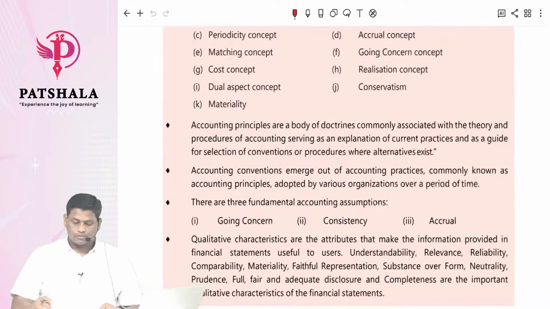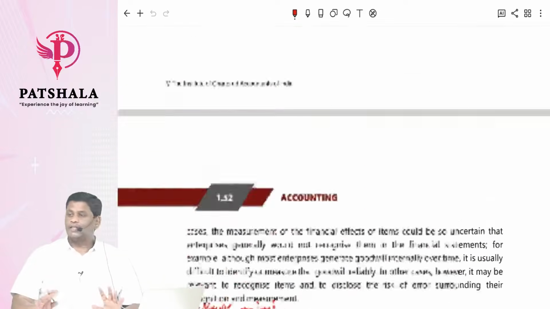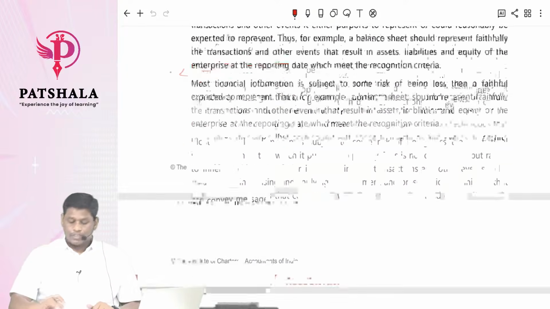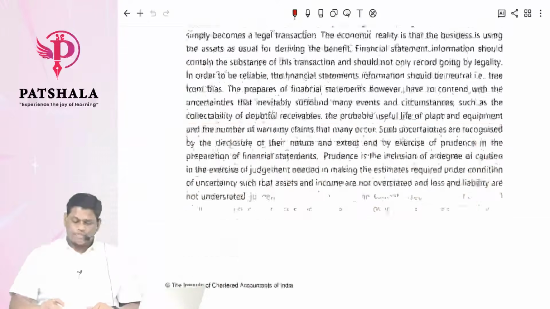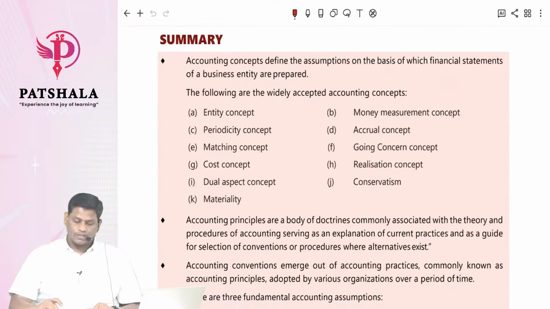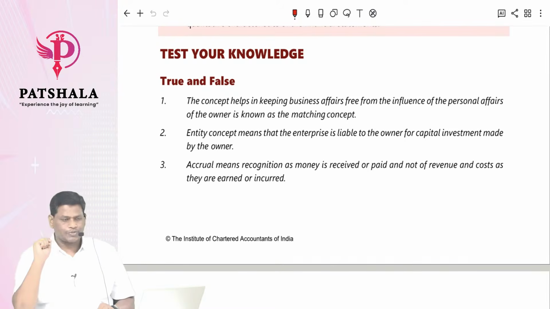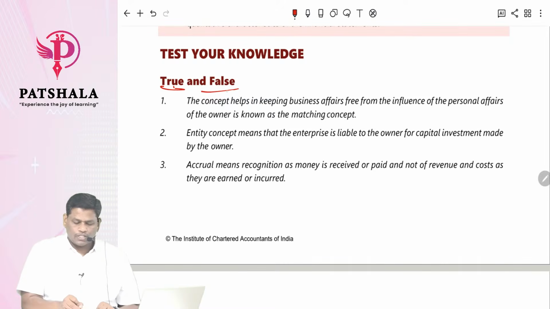Okay? Now these are all theoretical concepts. We are just studying the base of accounting. So the questions will be theoretical questions. Some of the questions he gives like this. Okay, 1-2 questions I will discuss with you. You should say true or false.